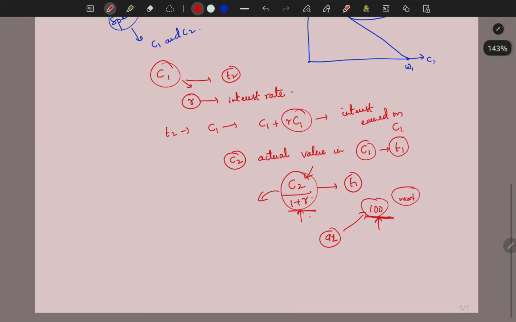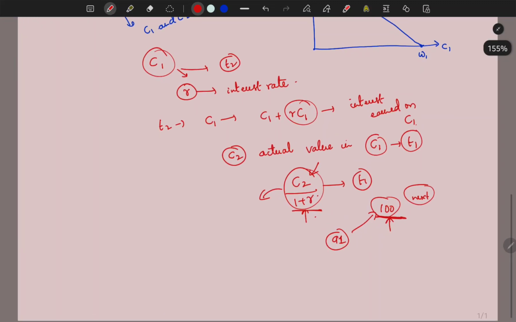Okay, these are a few things about intertemporal choices. And when we form a consumption maximizing equation, it looks like this: C1 plus C2 divided by 1 plus R. Similarly, the same thing happens with wage also, W2 divided by 1 plus R.